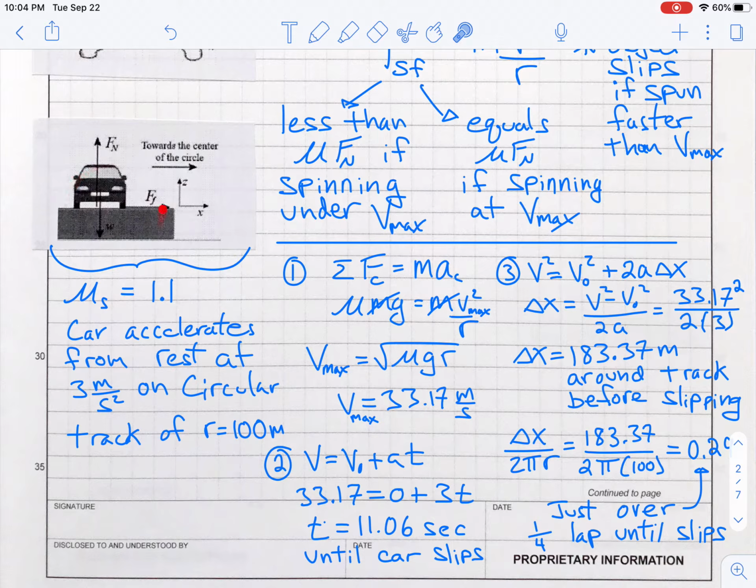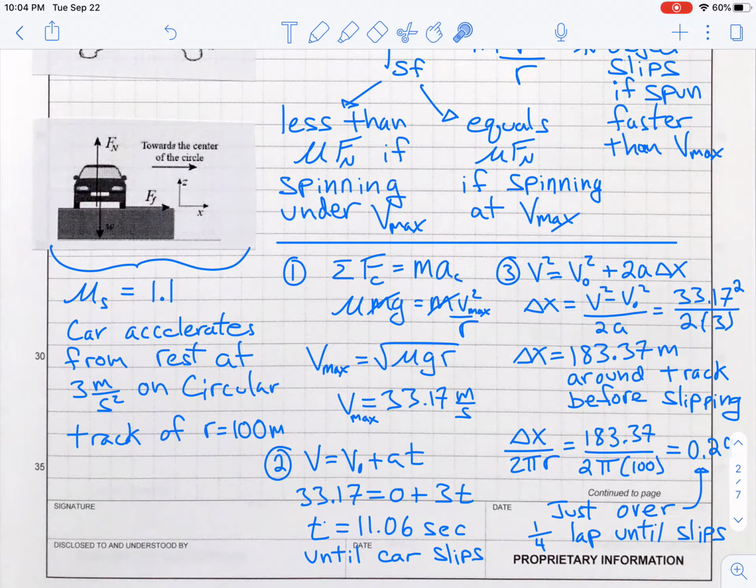I said for this car here, we're going to use a coefficient of static friction of 1.1. I don't know off the top of my head if that's typical for tires or not. I can do a quick search here and find out. But I do know that race cars have coefficients of friction that are sometimes as much as in the 3 to 4 range.